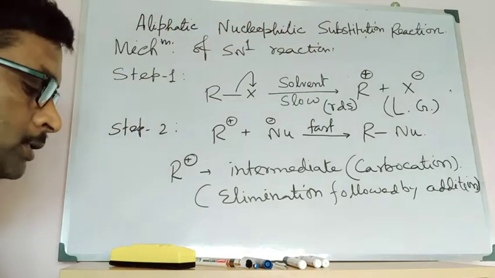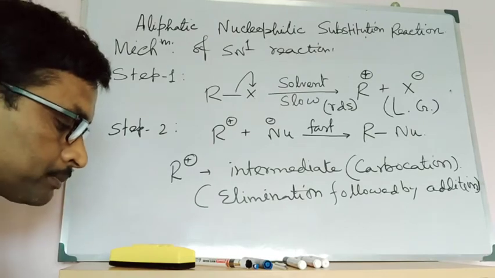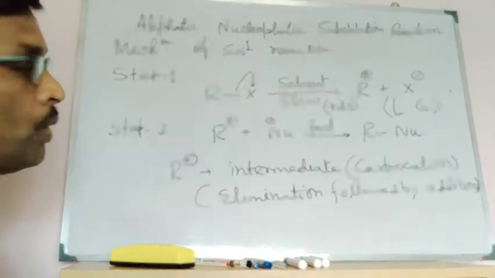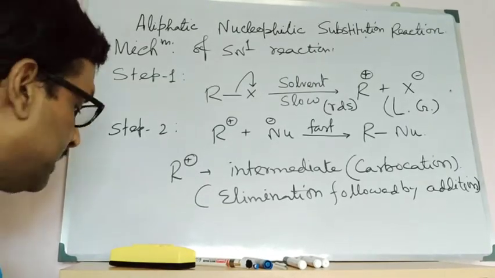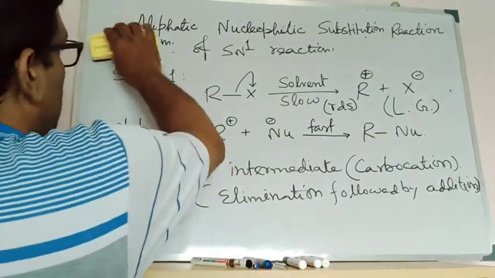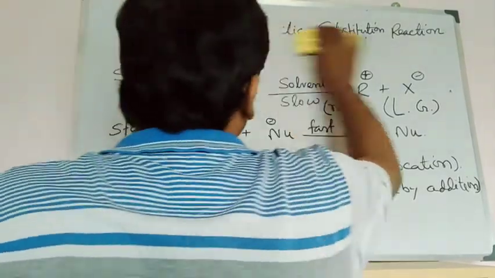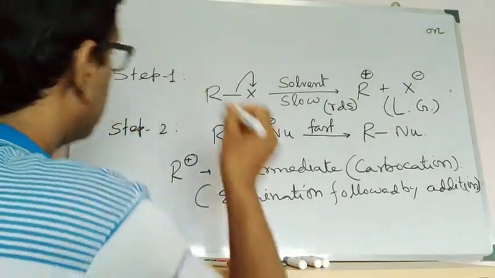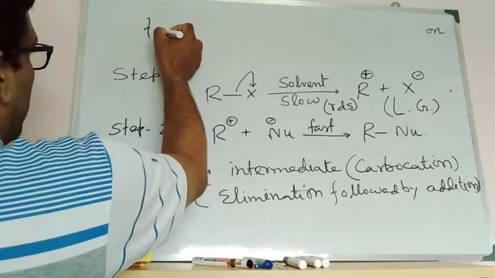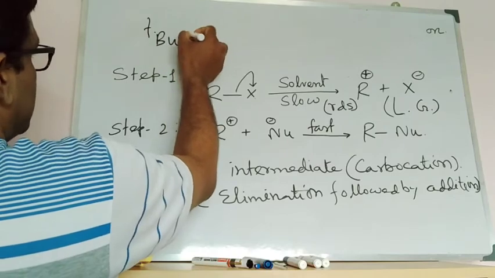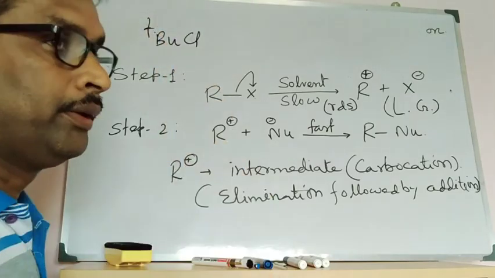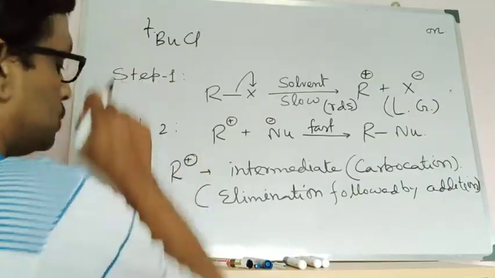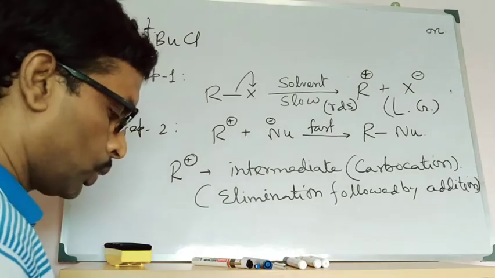This step must always be in solvent. If solvent is not present, then the energy required for this reaction is very high. Now if we take an example, what is the role of the solvent here? I can take an example where the substrate is tertiary butyl chloride. If your reactant is this one, R equals tertiary butyl group and X equals chlorine.